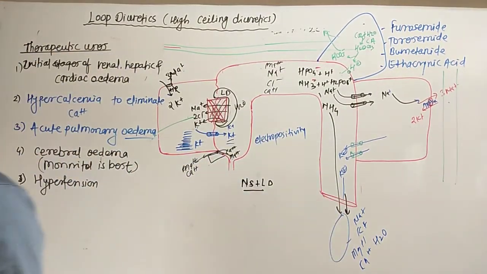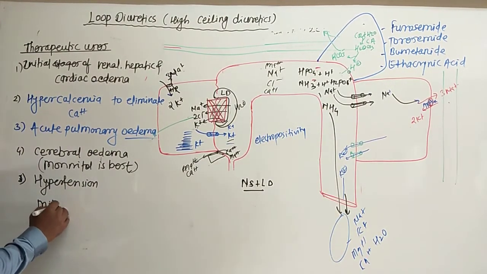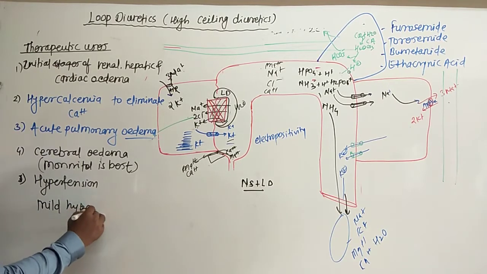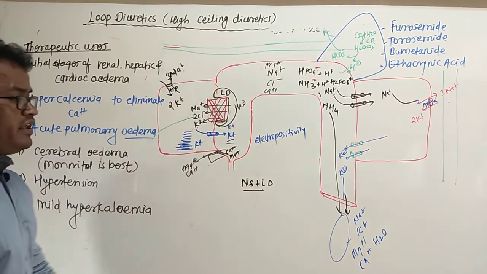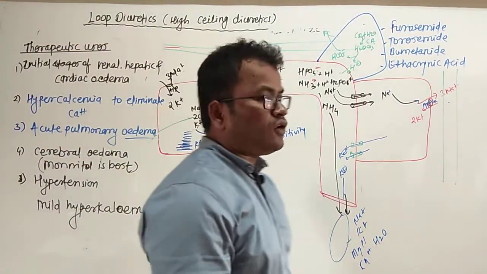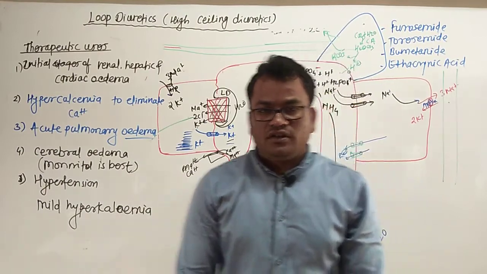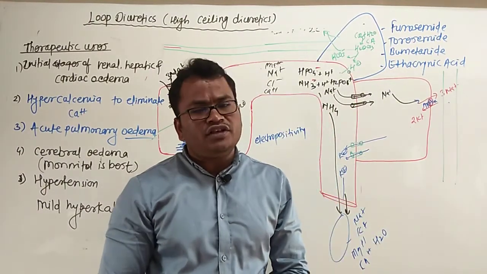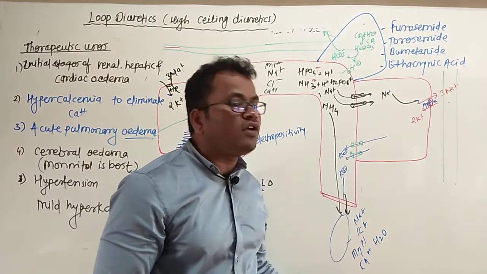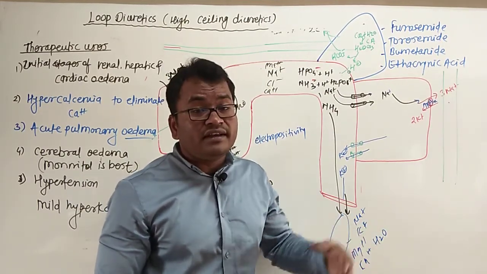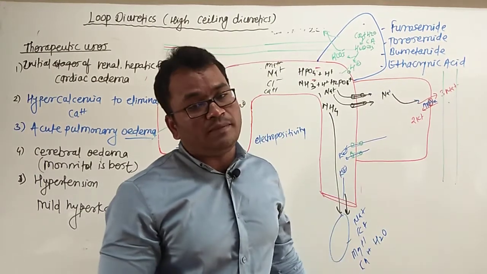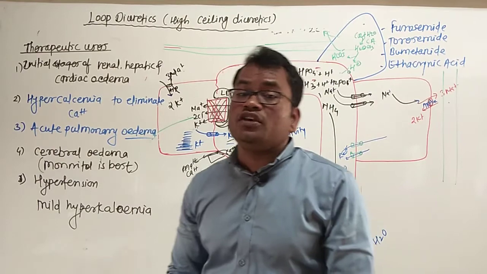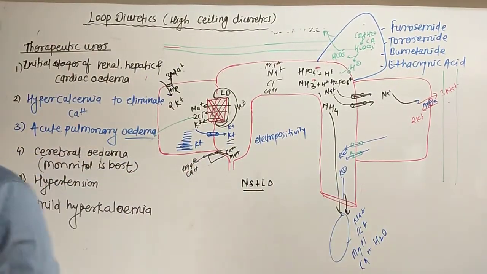Next, it is also used for mild hyperkalemia. Hyperkalemia means the concentration of potassium in the body is increased. If we use a loop diuretic, then this potassium is excreted outside the body through the urine and ultimately leads to a decrease in the concentration or level of potassium. So these are the therapeutic uses of loop diuretics.